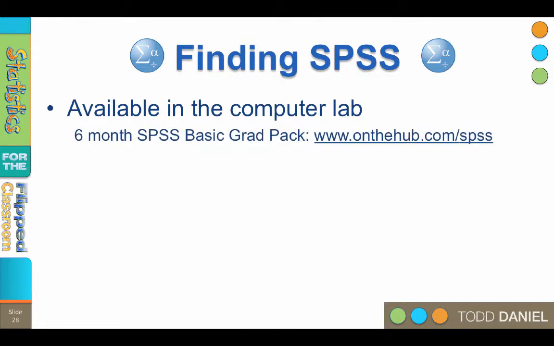If you are an online student, flipped classroom student, you live far from campus and cannot get to the computer labs regularly, or if you just want to have a copy of SPSS to make class easier, then you have some options. The simplest is to go to On the Hub and buy, or actually rent, the 6-month SPSS Basic Grad Pack. It should cost you about $45 total. And don't worry that you will purchase it and then not use it. You will use it nearly every week and use it extensively for your take-home final.